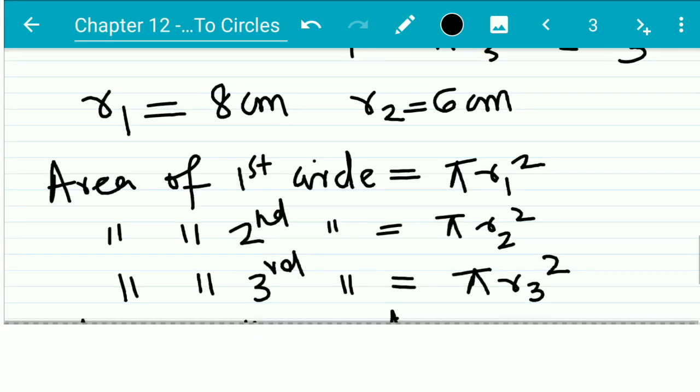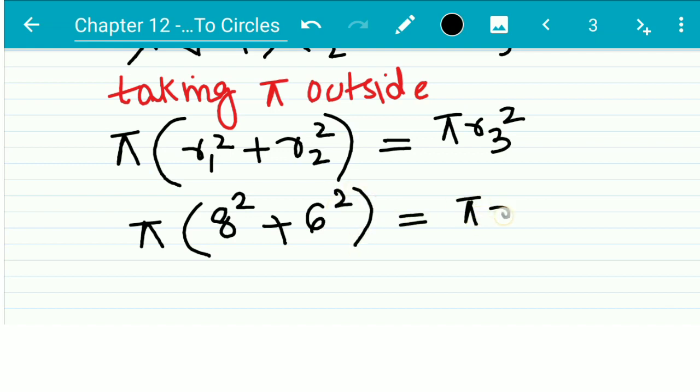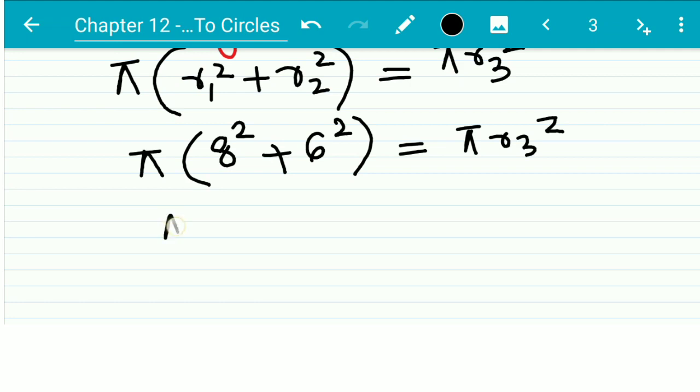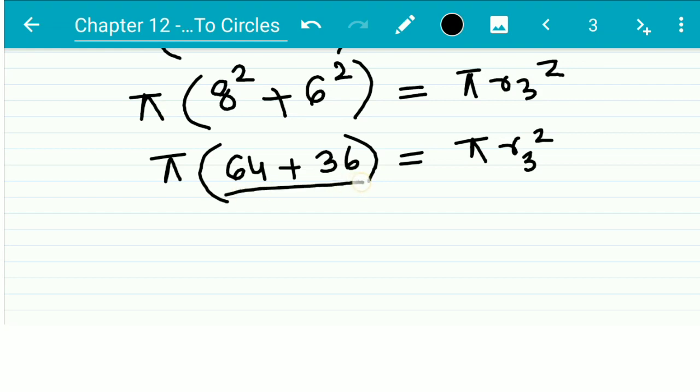Now you see, substitute the value of r1 and r2. It will be pi into, what was r1? 8 centimeter. So it will be 8 square plus r2 is 6 centimeter. So r2 square will be 6 square equal to pi r3 square. Now simplify this. Pi into 8 square is 8 8s are 64 plus 6 square, 6 6s are 36, equal to pi r3 square. 64 plus 36, 100. So it will be pi into 100 equal to pi into r3 square.